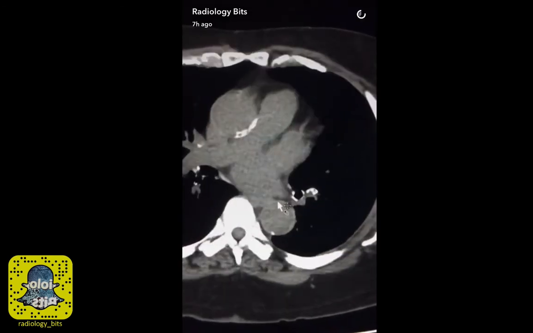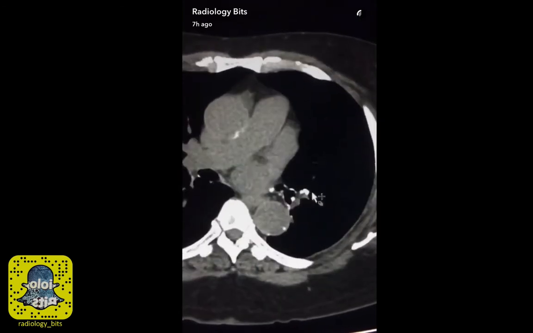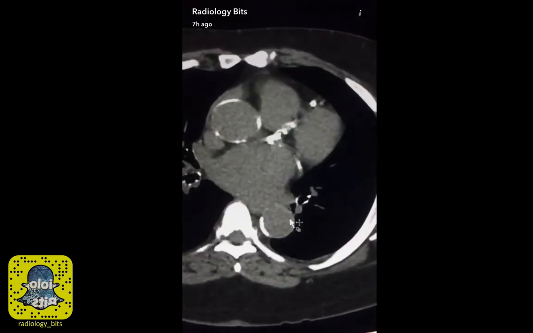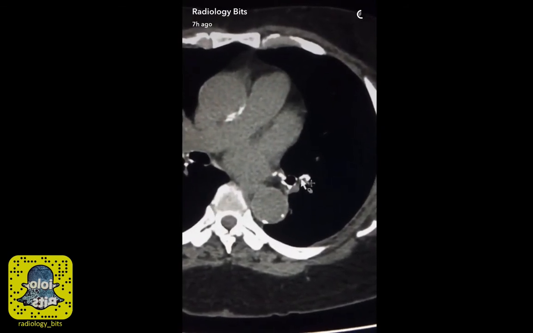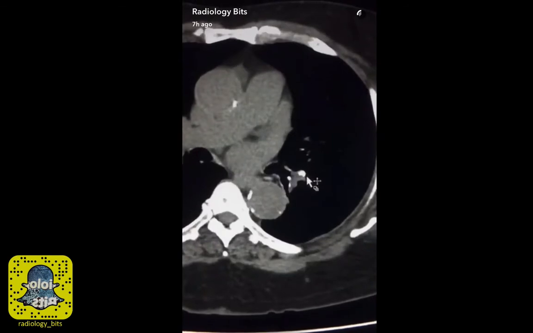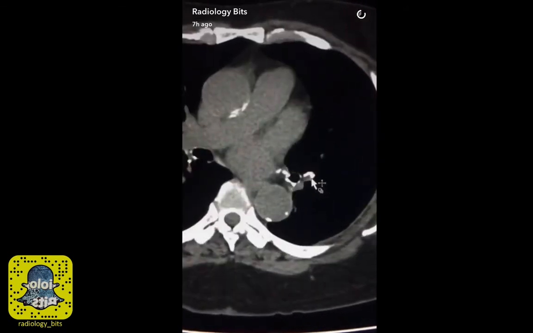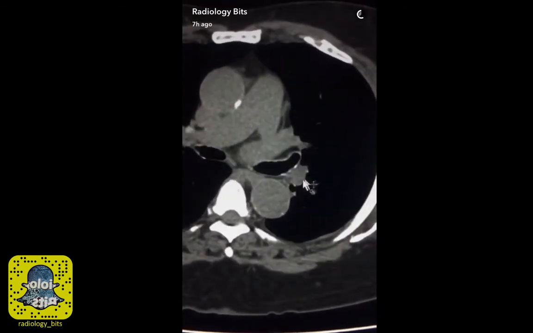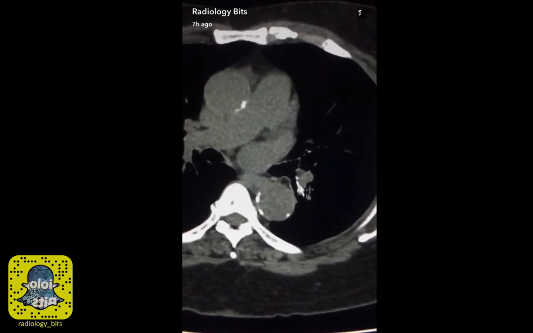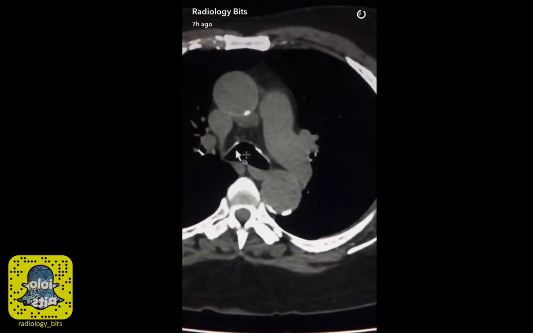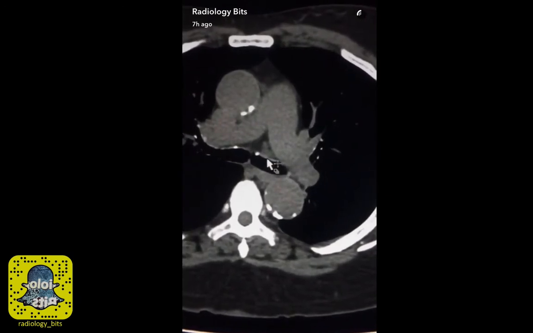Now, the reason I'm showing the case is to look at this area here. So seniors, at a first glance, you might think that this high-density focus represents a hilar lymph node. However, that is not the case. Another thing that you might confuse this for is the aging calcifications in the cartilage of the airway, such as what you see here, or what you see here in the trachea or other segments of the left bronchus.